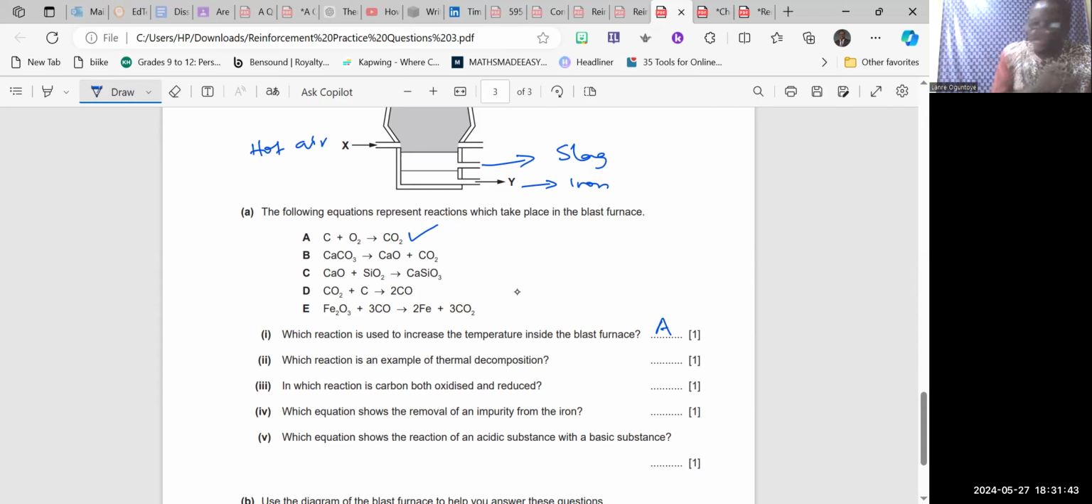Okay, commonly displacement reactions are exothermic reactions. So these are ways to know, right? This is the reaction that will release heat and help to increase the heat in the furnace.